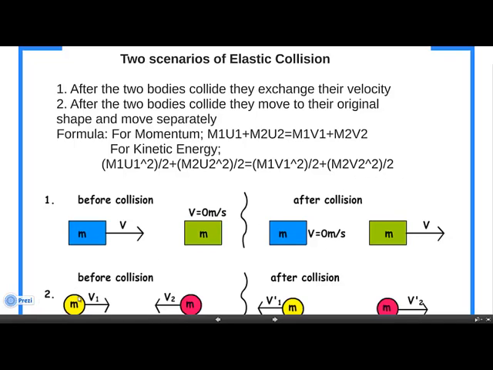Same goes for the second image here. After they collide, they both move apart to their original state, moving separately. Momentum is conserved, and so is the kinetic energy.